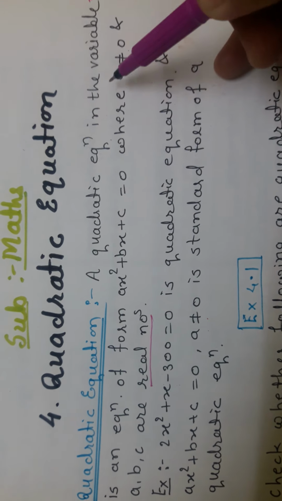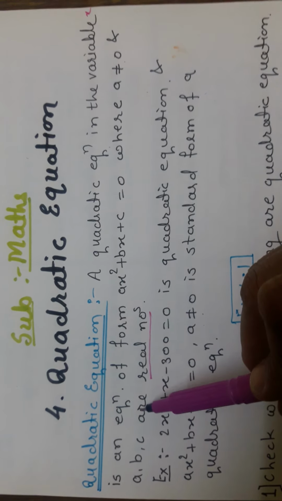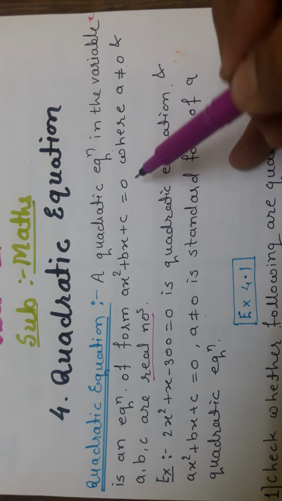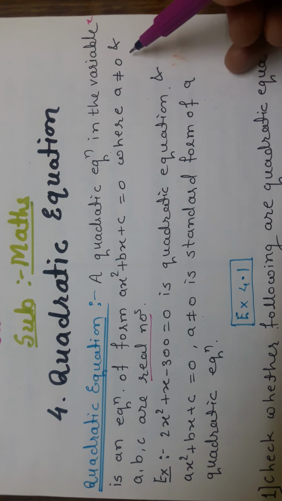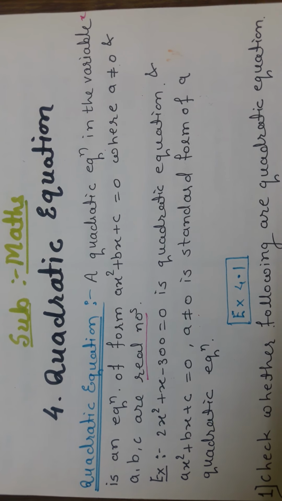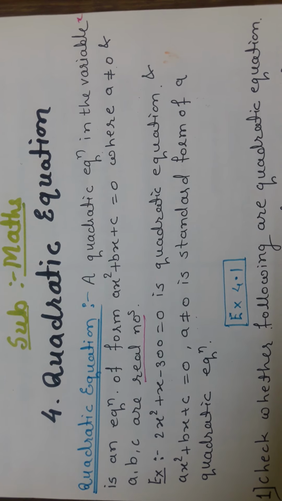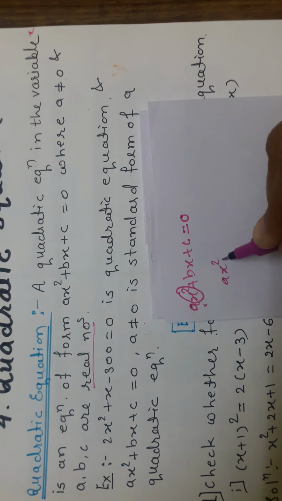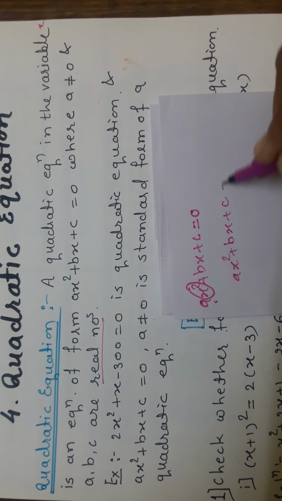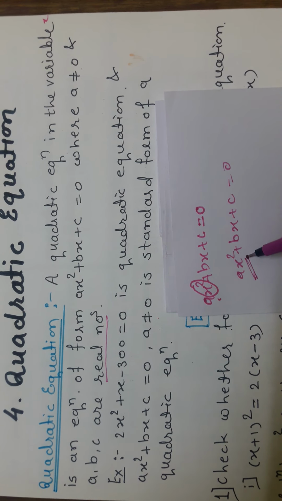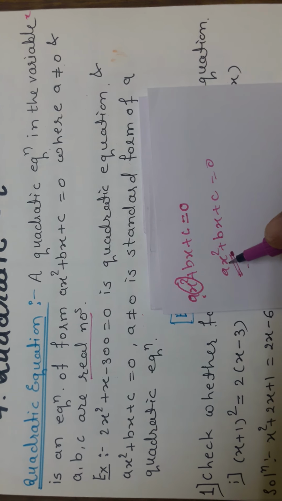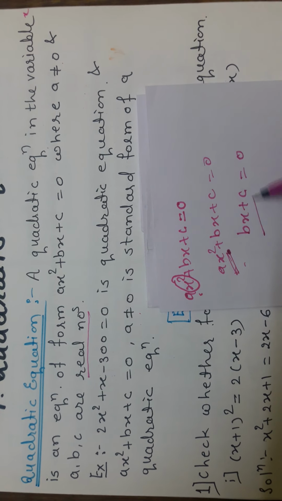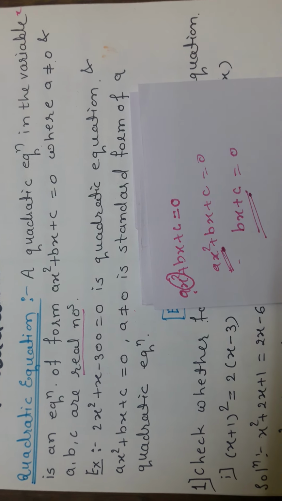A quadratic equation in the variable x is an equation of the form ax square plus bx plus c is equal to 0, where a is not equal to 0 and a, b, c are real numbers. Real means rational and irrational. Why is the condition a is not equal to 0 given? Because if you substitute a is equal to 0 in this equation, then we get the equation bx plus c is equal to 0, and this is a linear equation.